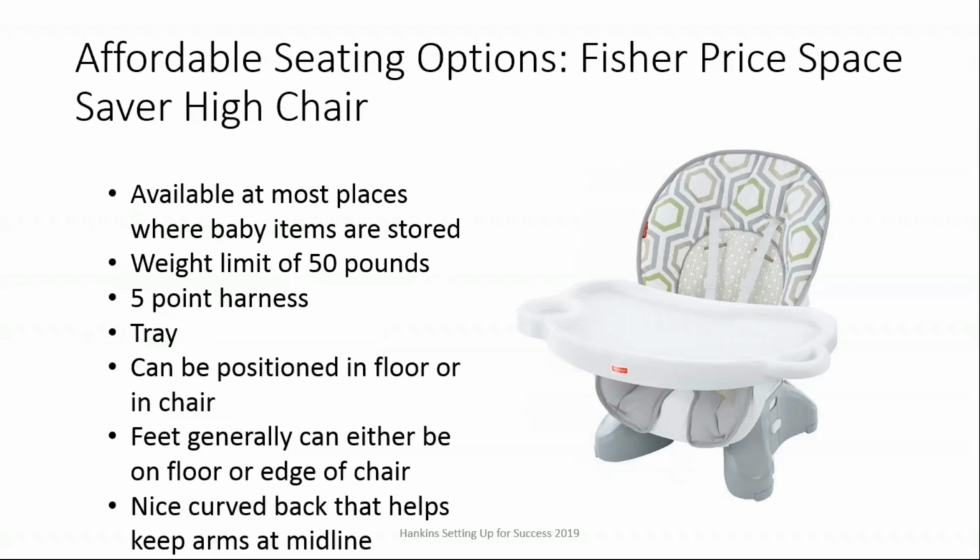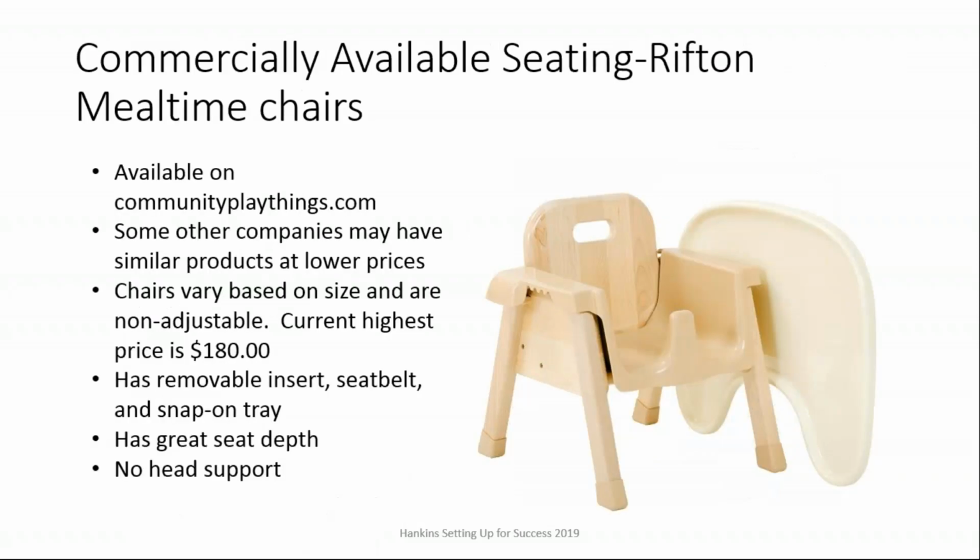This is something that we've used for years, the Fisher-Price Space Saver High Chair. You can get it wherever a baby item is sold. It's got a weight limit of 50 pounds. It has a weak 5-point harness. I'm not in love with it, but the back of the seat curves around and gives you some lovely support and brings your hands to midline, which I love. Your feet can generally be on the floor or the edge of the chair, depending on your size, and sometimes we sit them on the floor, almost like a floor sitter. So they're pretty great. They're more expensive, but they're great for a little person.